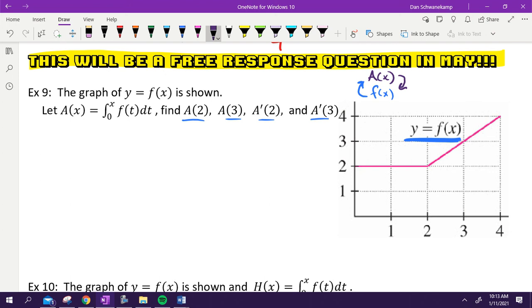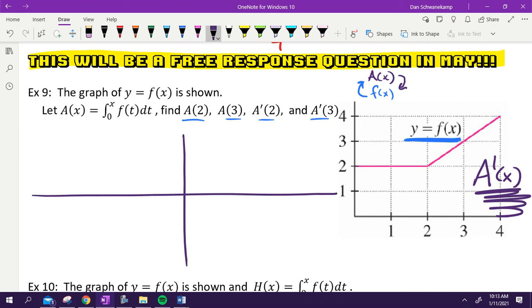So what else could I label this a graph of? This is an A prime graph. That is super important. Label that graph in terms of what they're asking. They are asking for A stuff, so I would much rather this graph be a graph about A. This is an A prime graph. So I'm going to find A of 2, A of 3, A prime at 2, and A prime at 3.